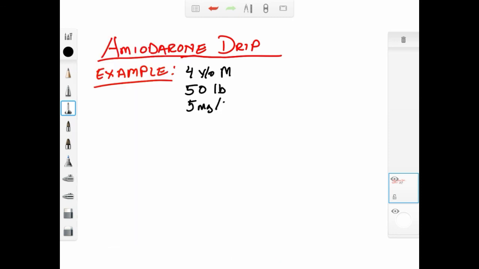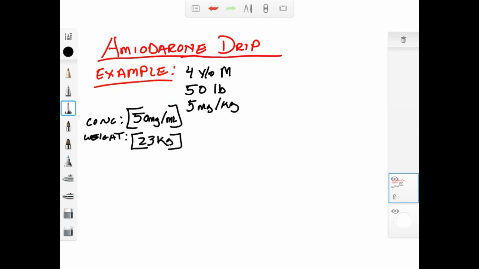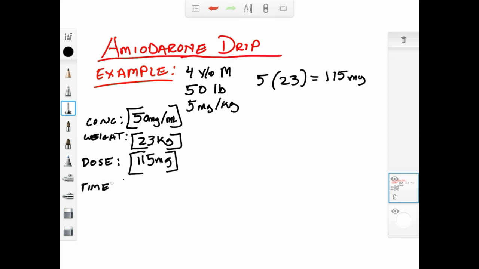So using our typical patient, again, 4-year-old, 50-pound, and our dose of 5 mg per kg. And amiodarone is typically concentrated at 50 milligrams per ml. Again, the patient's weight converts down to 23 kilograms. And our dose, we're going to do 5 times 23, which comes out to 115. We're using a 60 drop set, and we're doing this over 20 minutes.